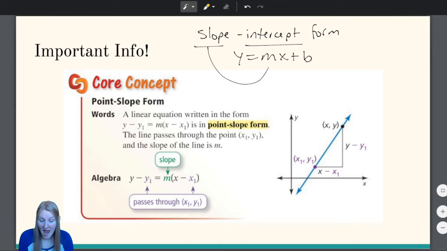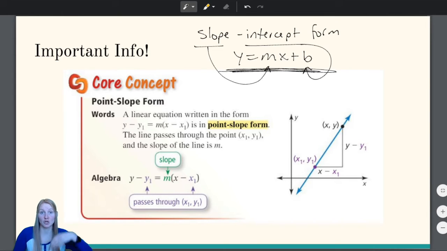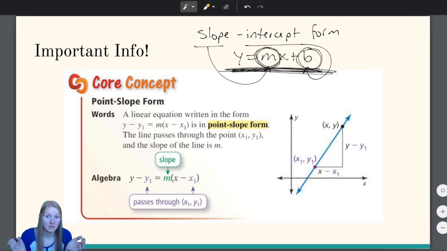It's because m is our slope and b is our intercept. So the only things you need to make this equation are the slope and the intercept. Boom. And if you look at the equation, you can immediately see the slope and the y-intercept. That's why it's called slope-intercept form.